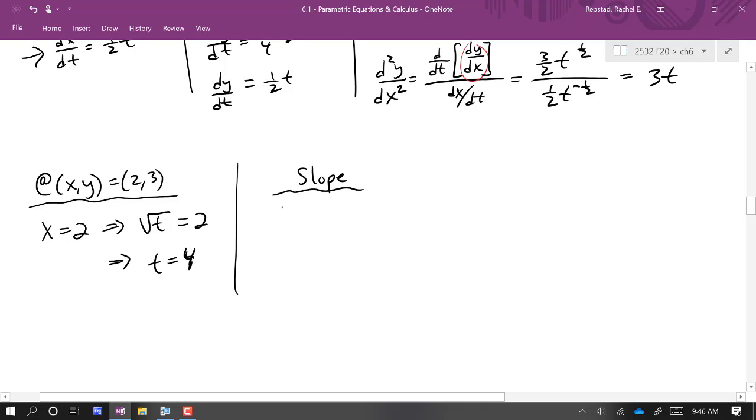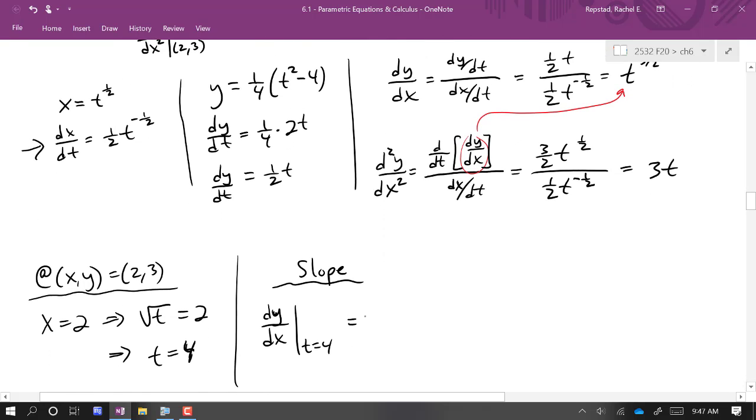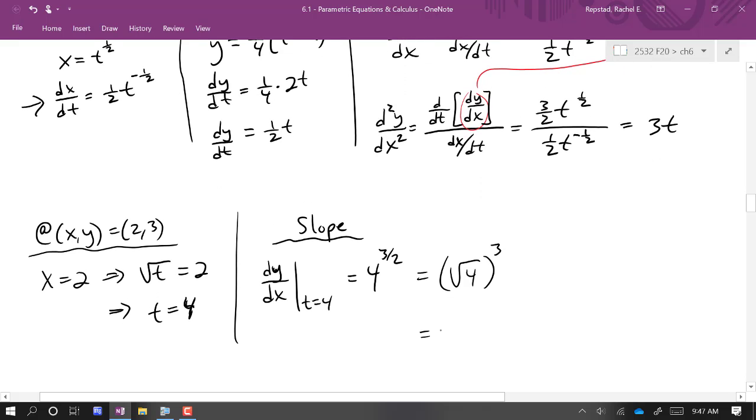So let's find the slope. We really want dy/dx at the value t equals 4. And so dy/dx is t to the 3/2. So that's 4 to the 3/2 power. That is the square root of 4 cubed. So 2 cubed is 8. So dy/dx is equal to 8. There's our slope. We could describe it as certainly the function has to be increasing, the curve has to be increasing there.